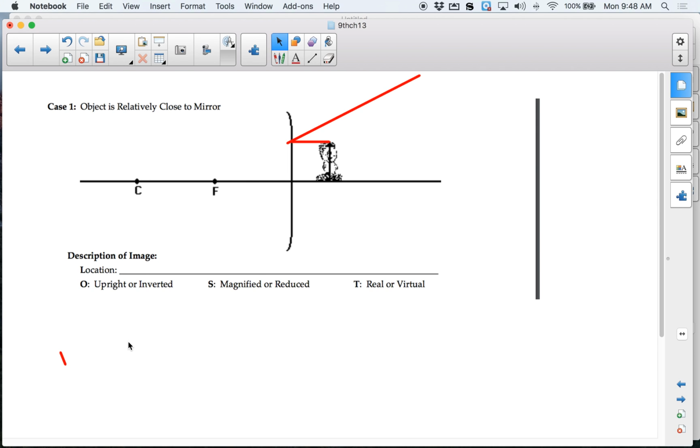Okay, once you've drawn the parallel line over to where it hits the mirror, you take your straight edge, you throw it on here, and you go from F to where that line hits, and then we draw the ray coming off of there, bouncing off. Okay? That's the first ray. I'm making sure everybody's on the same page here.